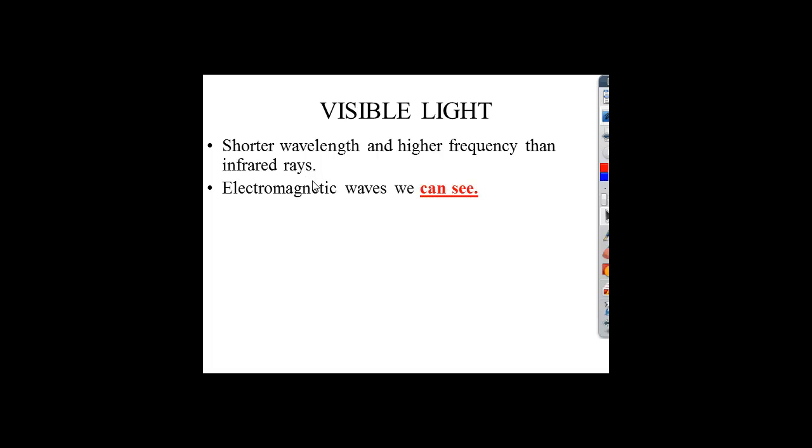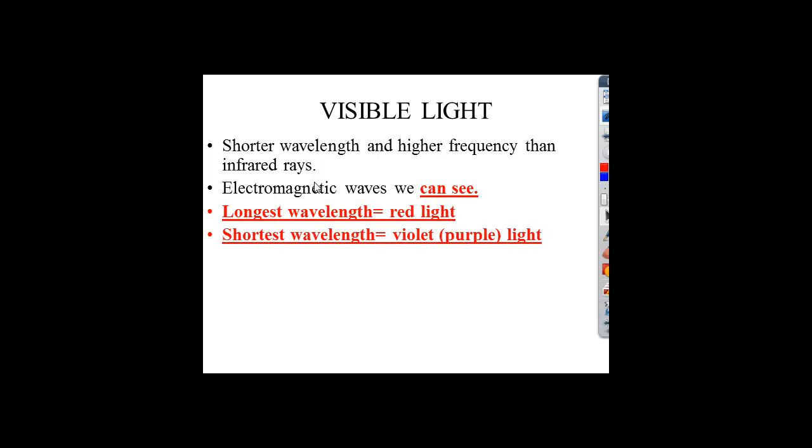So we're going to talk about visible light. Visible light, Roy G. Biv: red, orange, yellow, green, blue, indigo, violet. You need to make sure you know that. They are the only electromagnetic waves that we can actually see. And the longest wavelength is red, the shortest would be the violet or the purple.